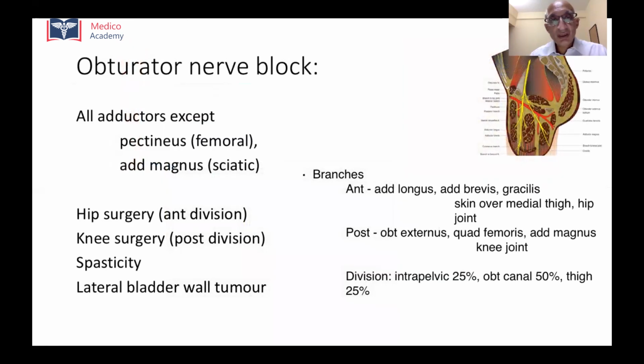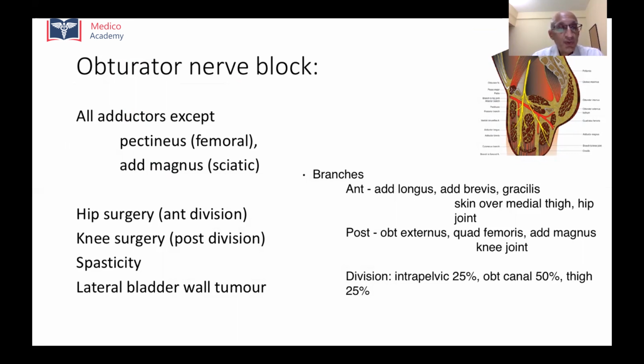Coming to obturator nerve block, obturator nerve supplies all the adductors of the thigh except the pectineus, which is supplied by femoral, and adductor magnus, which receives dual supply from sciatic as well. Now, this block is used for hip surgeries, for knee surgeries, where posterior division sometimes in about 30% of population supplies the knee joint.